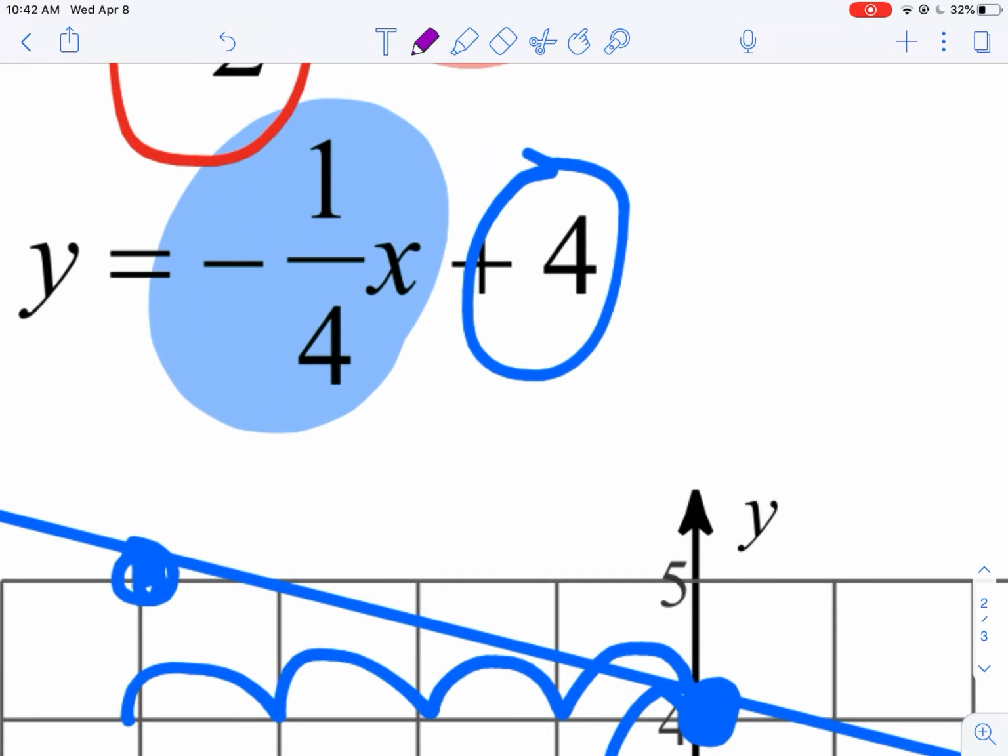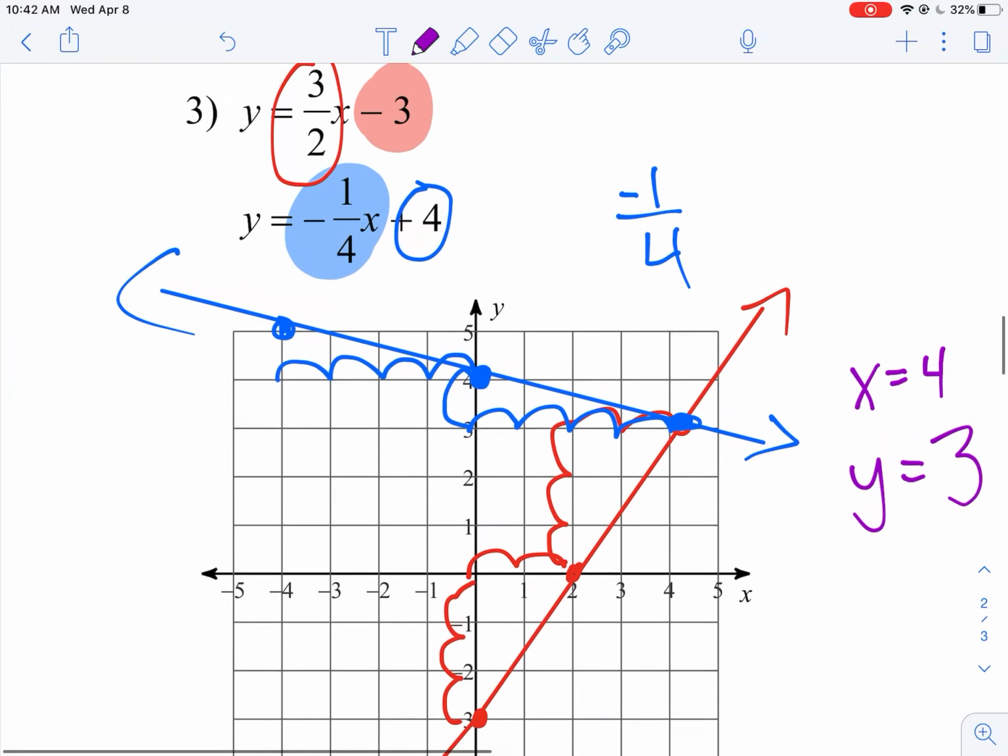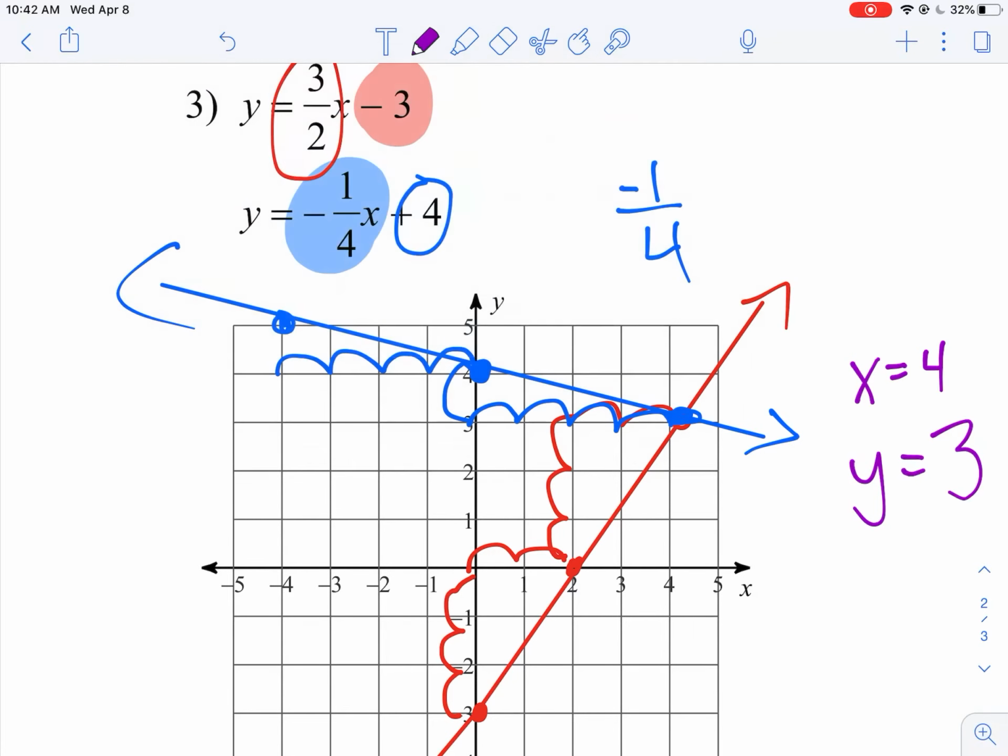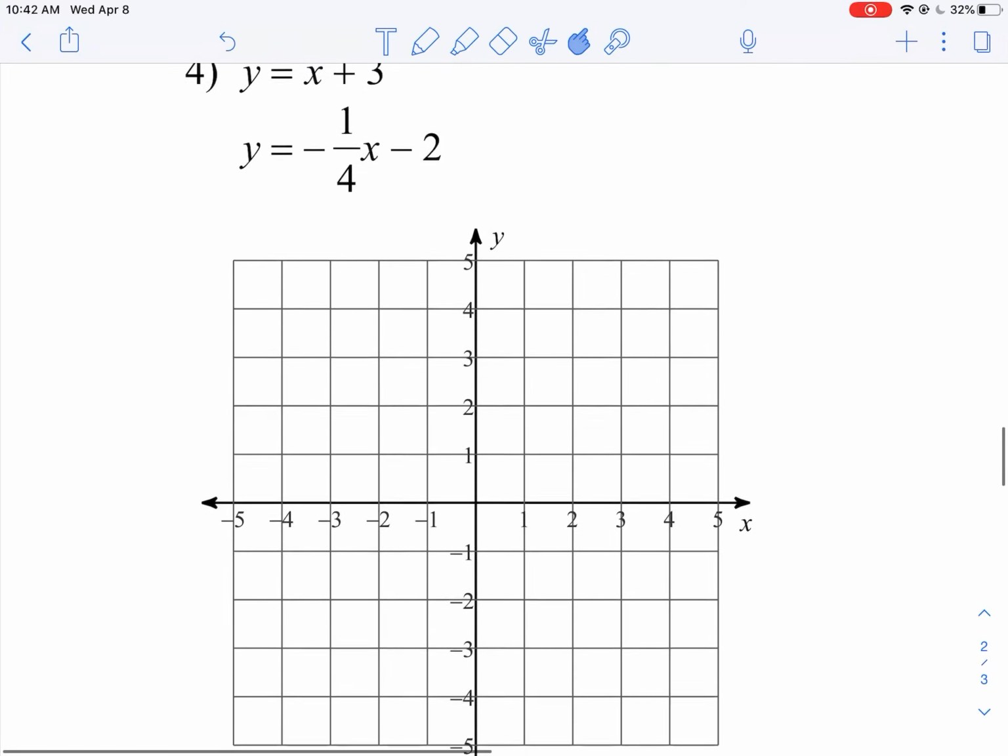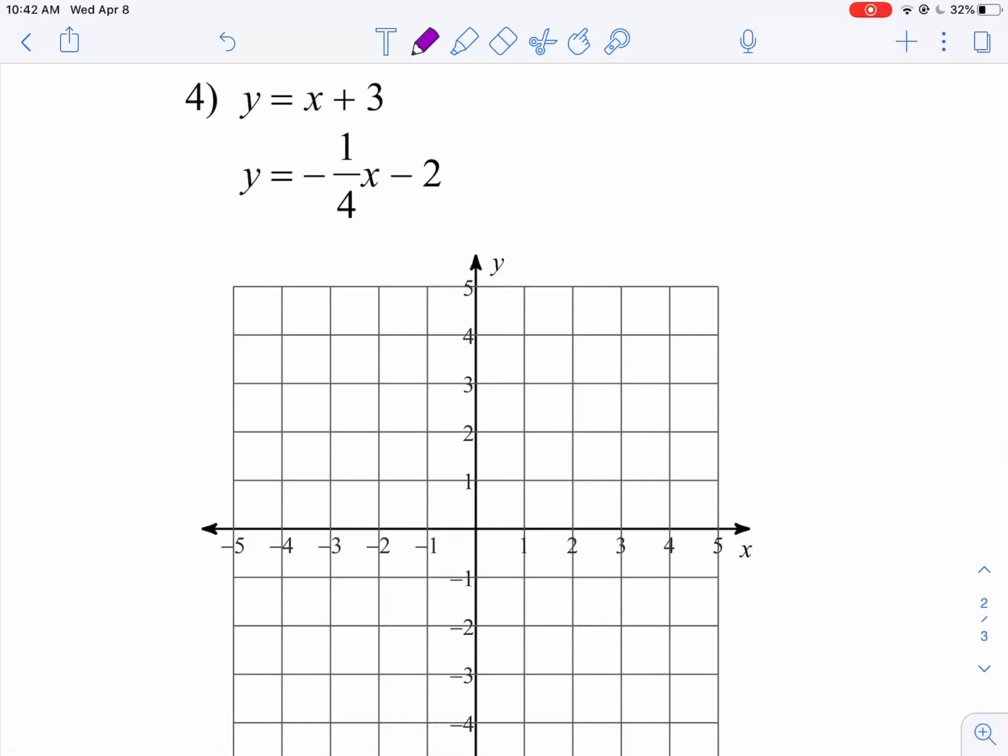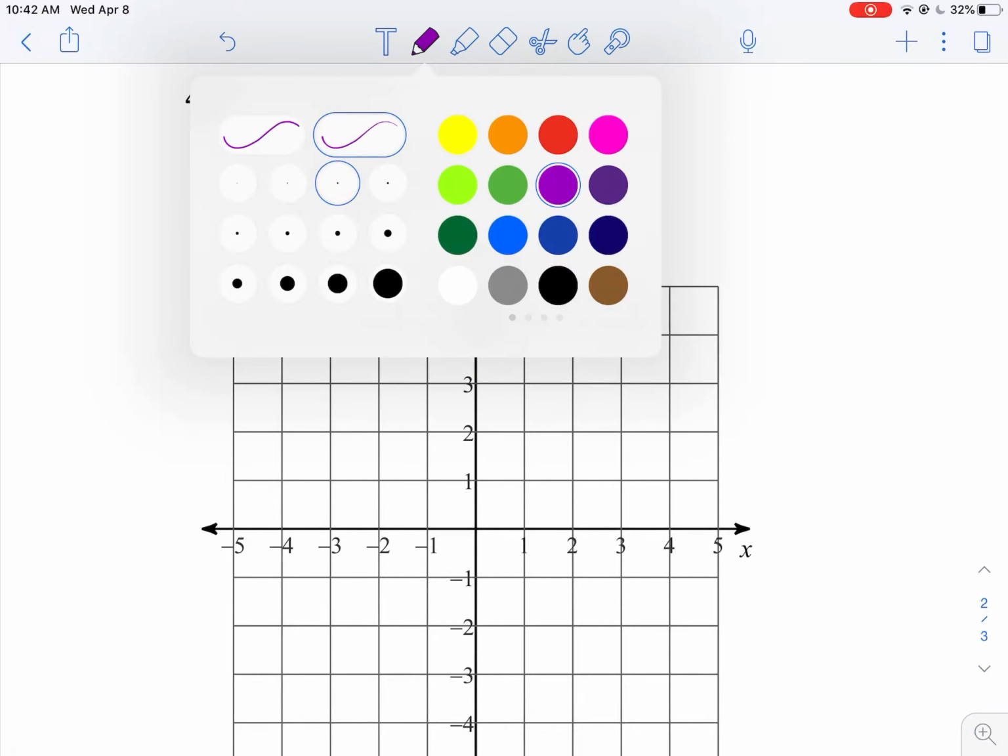So one of the biggest mistakes I saw was people were doing this -1 over 4, and they were making it go upwards. Always check the sign of your slope. That will indicate the direction. If you end up going in the wrong direction, then you know you did something wrong and you can fix it. Number 4 is another example where I saw some mistakes.